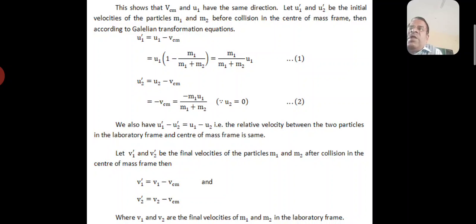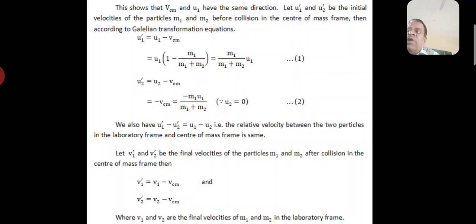Before collision, the velocity of the second particle m2 in the center of mass frame is u2 dash equals u2 minus Vcm. u2 equals 0, therefore you get minus Vcm, that is minus m1 u1 divided by m1 plus m2. We get equation 2. Observe here carefully, u1 dash minus u2 dash equals u1 minus u2. That is, the relative velocity between the two particles in the laboratory frame and center of mass frame is the same.